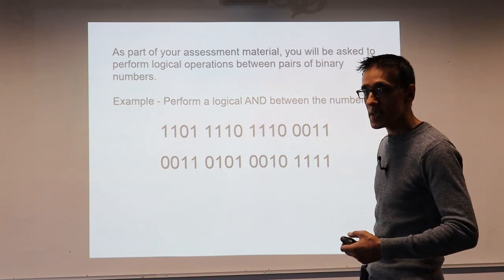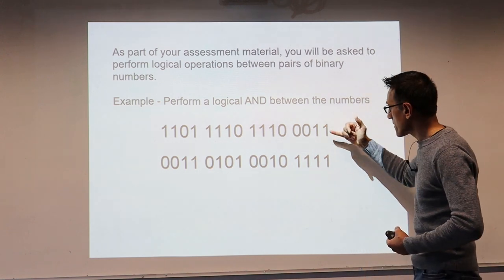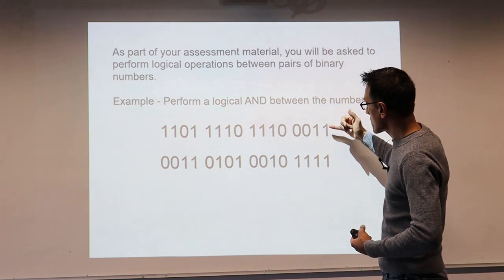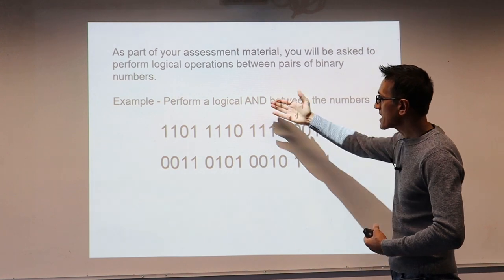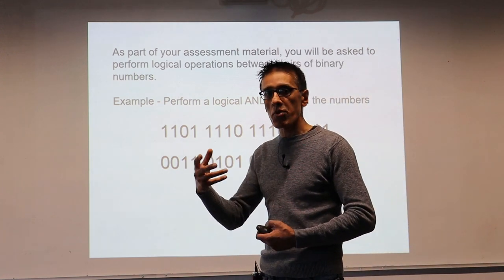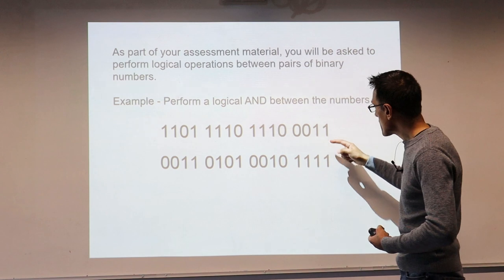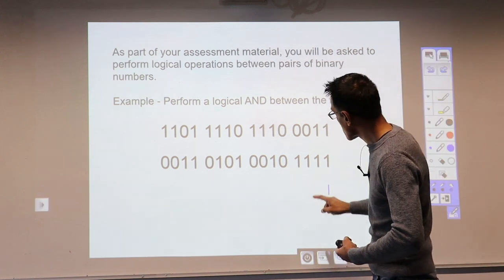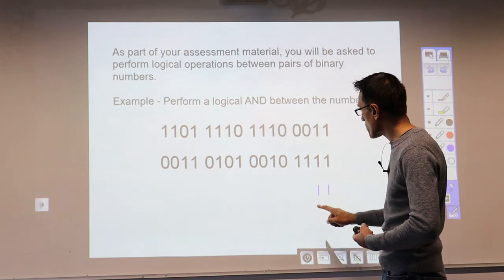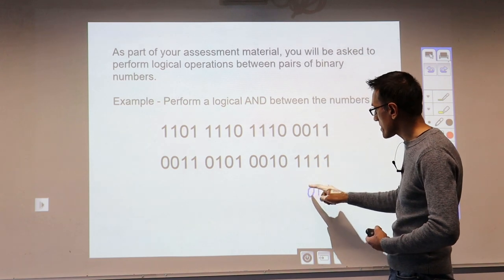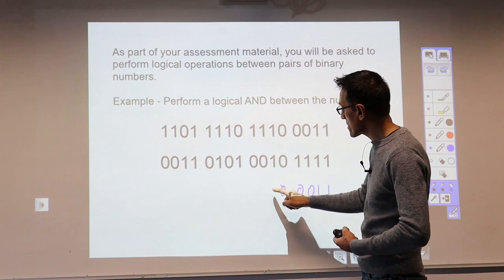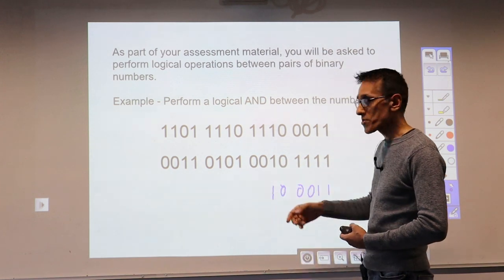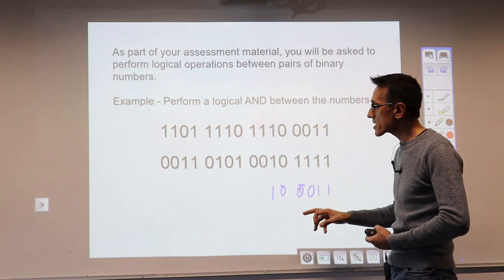What you have to do is take the bits and the two bits together. So one, an AND gate, we know that the AND gate requires both inputs to be true. So one and one, so the output's going to be one. One and one, output one. 0 and 1, output's going to be 0. Both inputs have to be true before the output can be true. And you continue on like this.